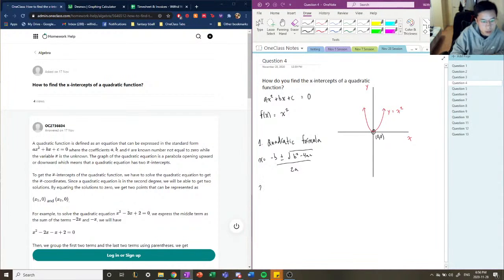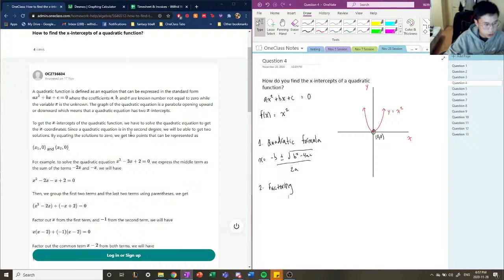Okay, the second one is called factoring. So basically, I believe there's an example here that we can use. Okay, so there is an example here. So for factoring, I'm going to use the example to illustrate. All right, so let's say that our equation is x squared minus 3x plus 2 equals 0. Okay, so we need to find the values of x that satisfy this equation. Well, we can factor this. So it'll be x minus 1 times x minus 2 equals 0.